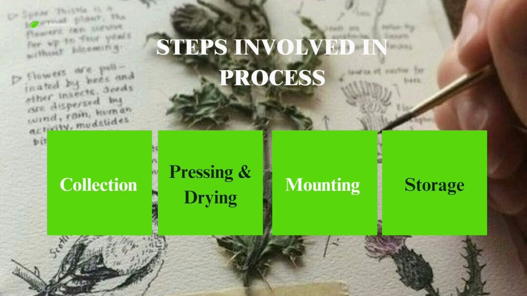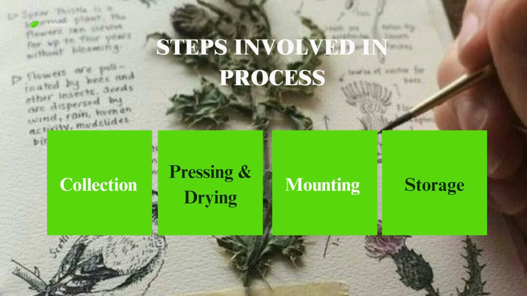So, what are the steps involved in the process of herbarium? The first is collection. Botanists and plant enthusiasts collect plant specimens from the wild or cultivated gardens. These specimens often include leaves, flowers, stems, and sometimes fruits or seeds. It's important to note the location, date, and other relevant information when collecting specimens.